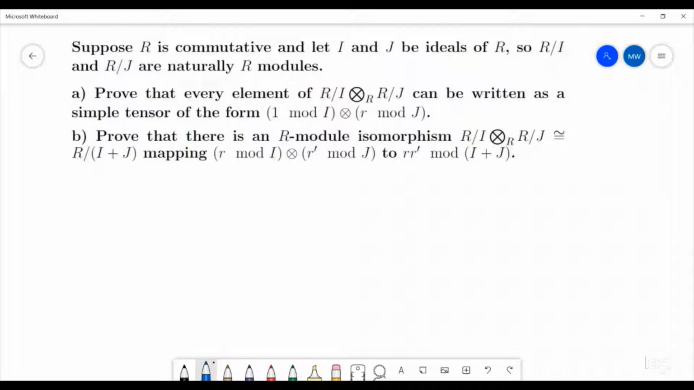Today I'm going to go through this problem from Abstract Algebra, which has to do with R modules. Let's suppose that R is commutative and let I and J be ideals of R, so R mod I and R mod J are naturally R modules. We are also going to be assuming that R has 1.